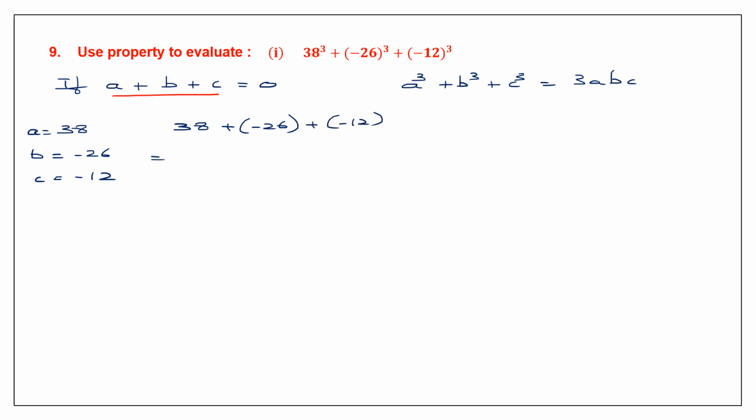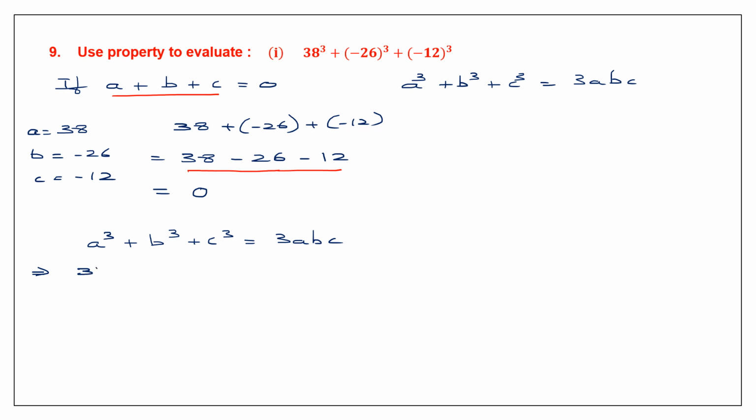So this is equal to 38 minus 26 minus 12. So here what do we get? 38 minus 26 is 12. 12 minus 12 is equal to 0. So we've got 0. So that means we've got a plus b plus c is equal to 0. So now we can apply this expansion here. So let's write that a cube plus b cube plus c cube is equal to 3abc. So now a is 38. So 38 cube plus b cube which is negative 26 cube plus c cube which is negative 12 cube is equal to 3 into a which is 38, into b which is negative 26, into c which is negative 12.